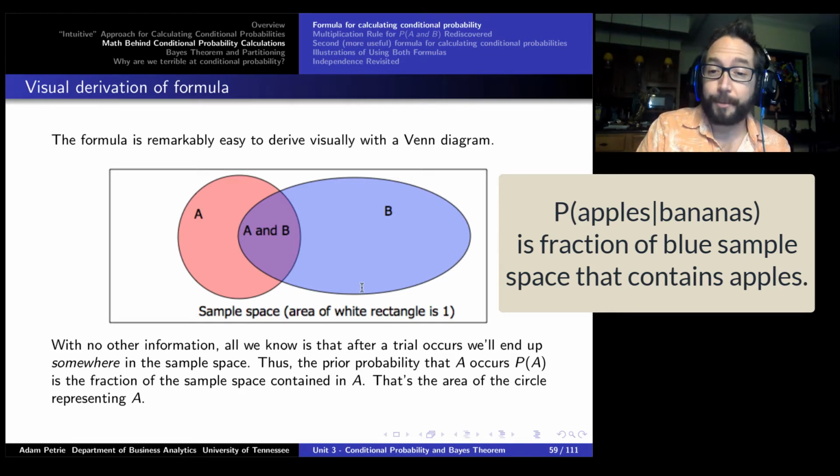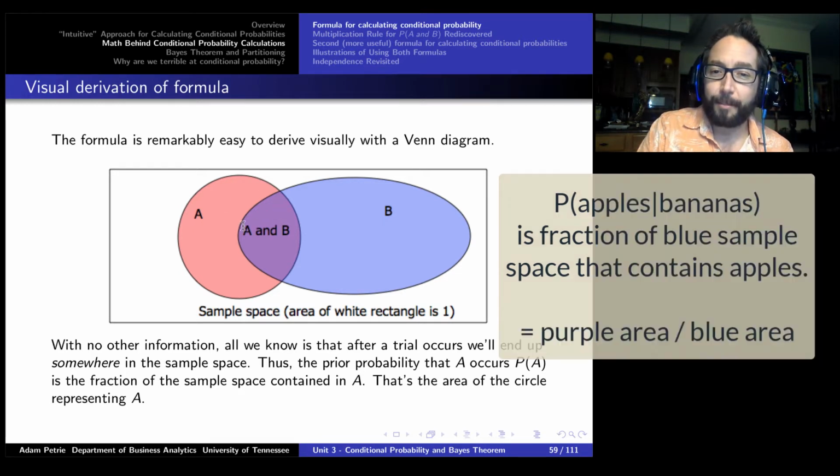So the original sample space being all shopping carts, our reduced sample space is just the shopping carts with bananas in them. So we know that we're living somewhere inside this blue oval, the carts with bananas in it. What's the probability that it's also going to have apples? Well, that's going to be where A and B overlap.